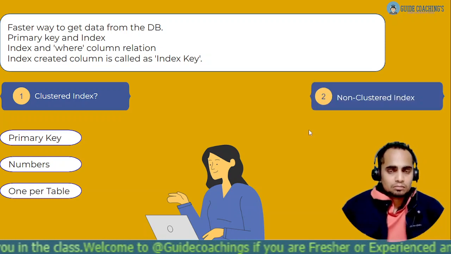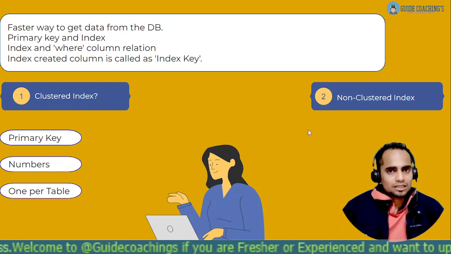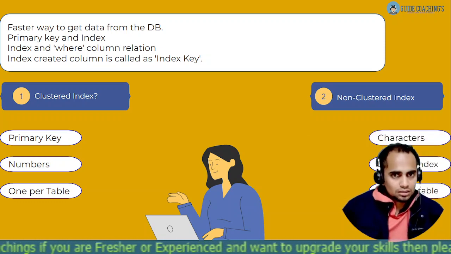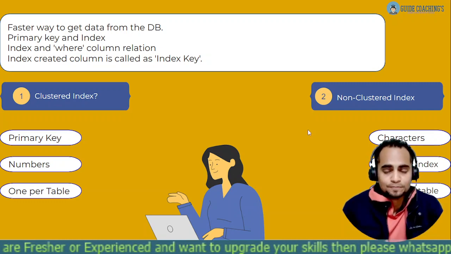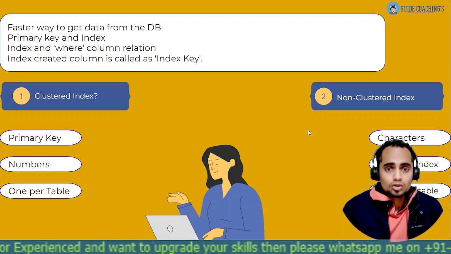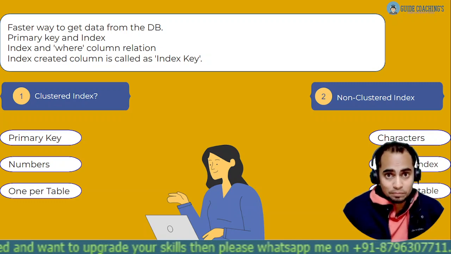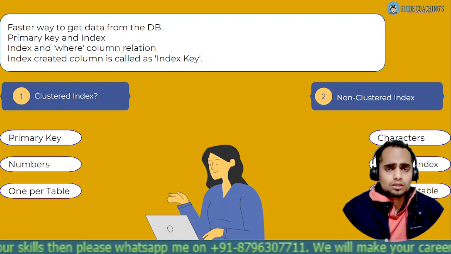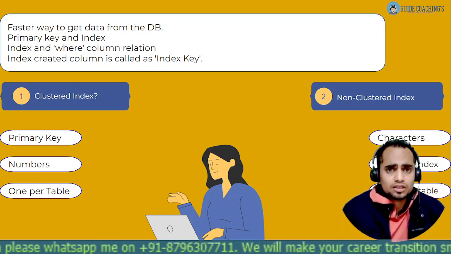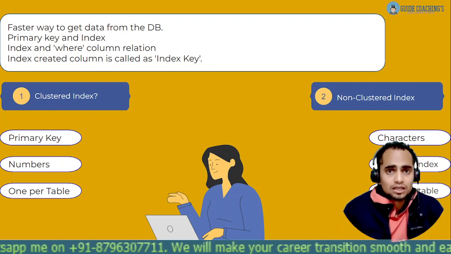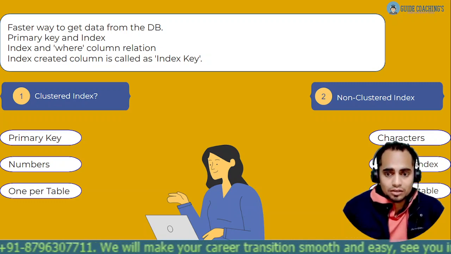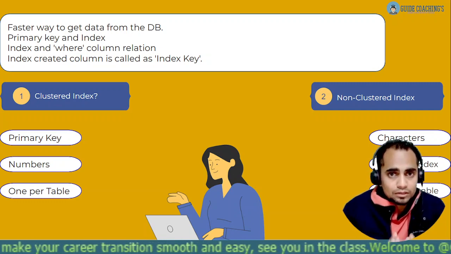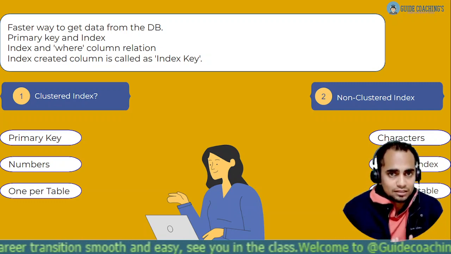Now we'll discuss non-clustered index. Non-clustered index again has three parameters. The first parameter is that it is applied on characters. If we have employee name, department name, address, or gender, these types of things come under characters. So we will be creating a non-clustered index on the values where characters are present.